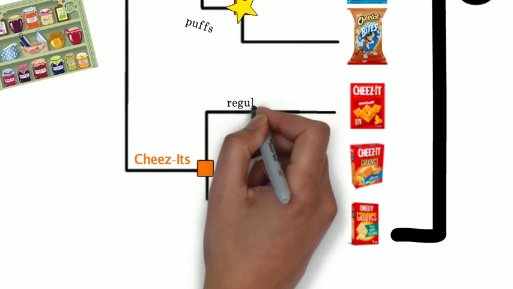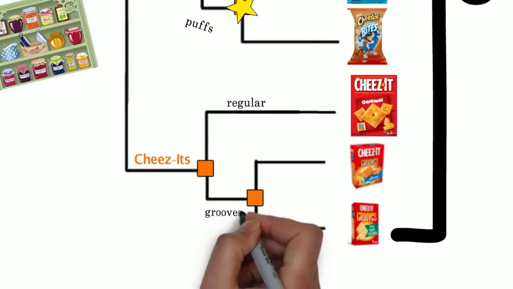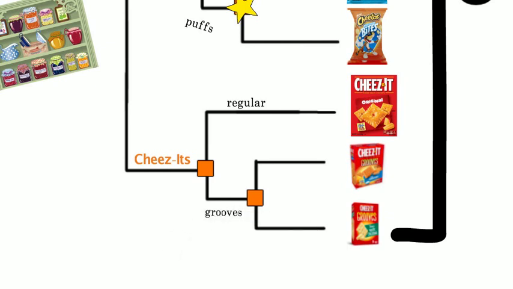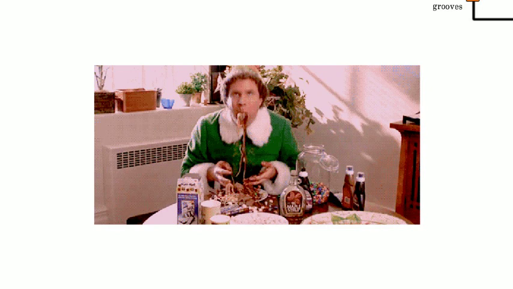Now looking at the Cheez-Its. The Cheez-Its were further branched into regular and grooves. The grooves were branched into white cheddar and zesty cheddar ranch. And with that, our cheesy tree is complete. I hope it didn't make you too hungry.